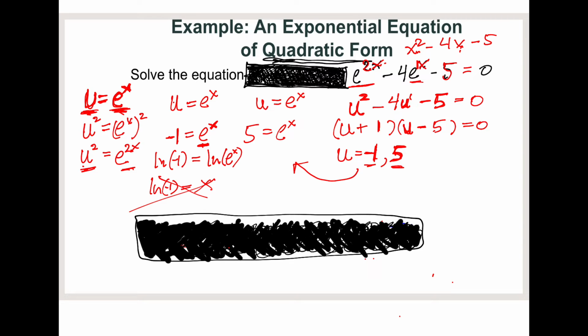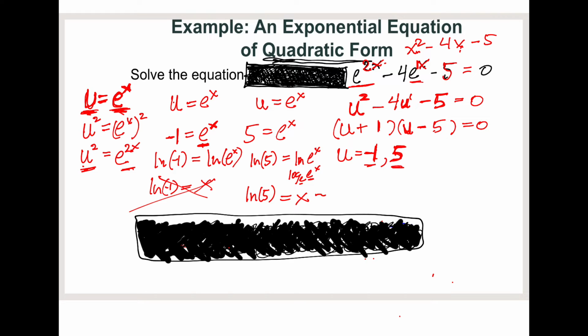For the other one, however, if we take the ln of both sides, that gives me ln of 5 equals ln of e to the x. Remember, ln is log base e. And so whenever we have log base e of e to the x, we know the answer is x. That's one of our properties of logarithms. And so we see x is equal to the ln of 5. So that itself can be our answer.